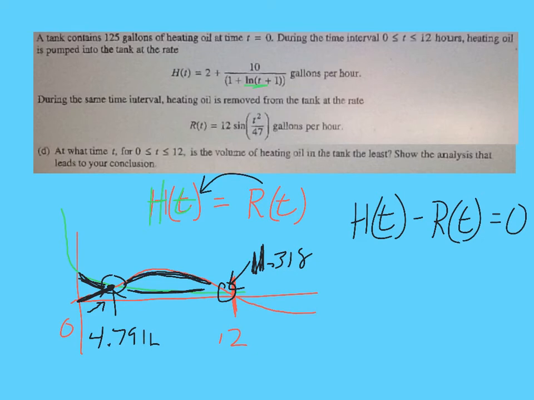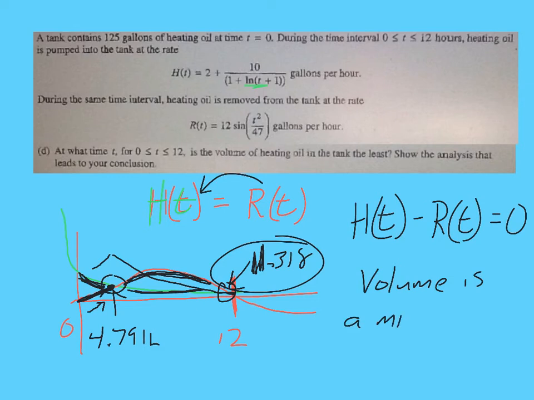So if we think about the level of heating oil going up until this point, and now it's going down until we get to this point here, the least amount is going to be at 11.31 hours. So we're going to say volume, we can say, is a minimum at time equal to 11.318 hours.